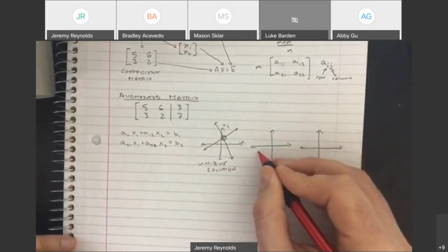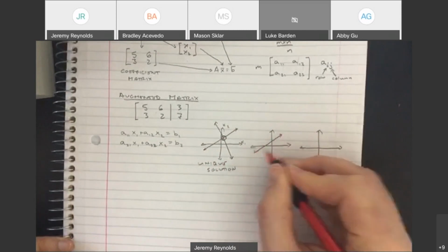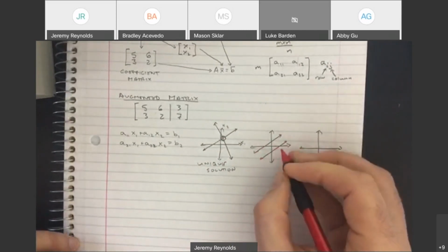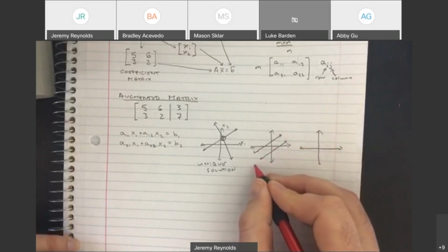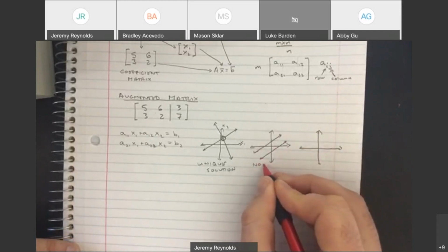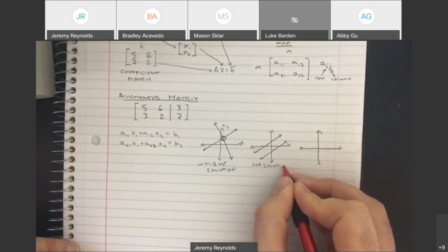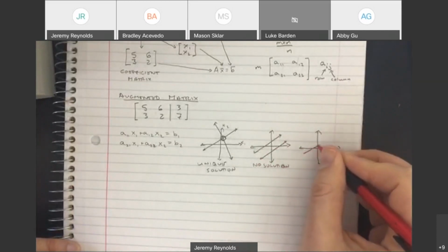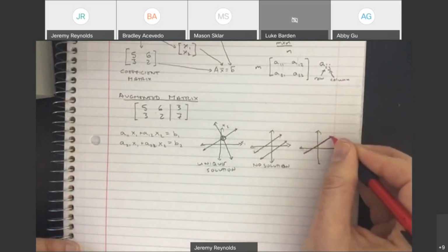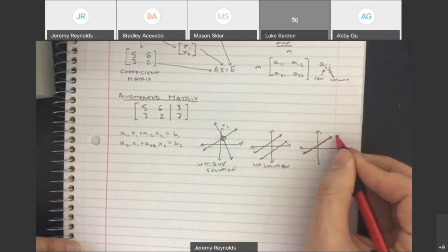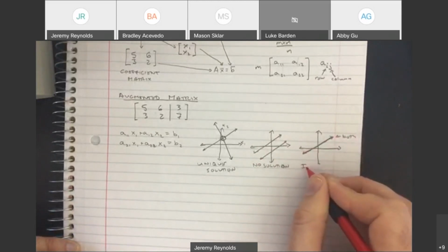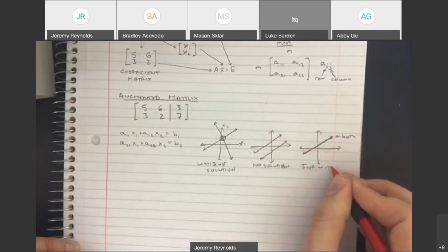Another possibility is that we have two lines and they never touch, so they're parallel. This would be a situation where there is no solution. The third situation is that we have two lines that are coincidental. They are the same line. In that case, we would have infinite solutions.